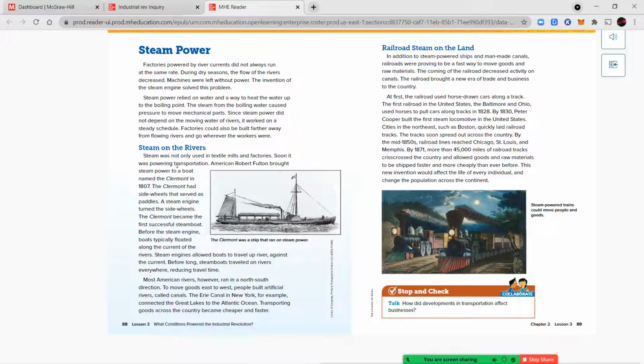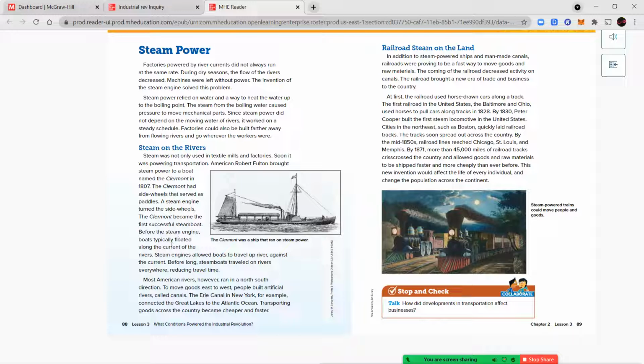Steam on the rivers. Steam was not only used in textile mills and factories, soon it was powering transportation. American Robert Fulton brought steam power to a boat named the Clermont in 1807. The Clermont had side wheels that served as paddles. A steam engine turned the side wheels. The Clermont became the first successful steamboat.